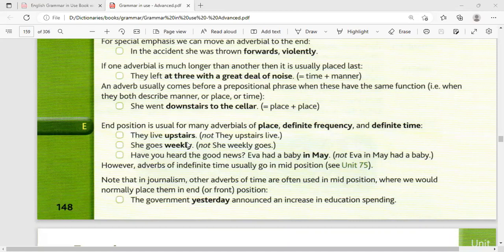Why? Because the adverb should be in the end position. And usually we use the adverbial of place generally, or most of the time, at the end, okay? Okay. Number two, when I say she goes weekly, not she weekly goes.